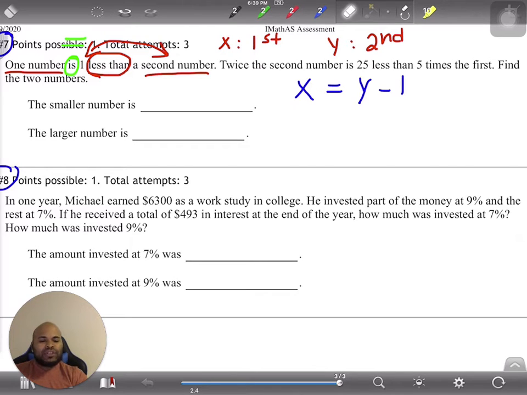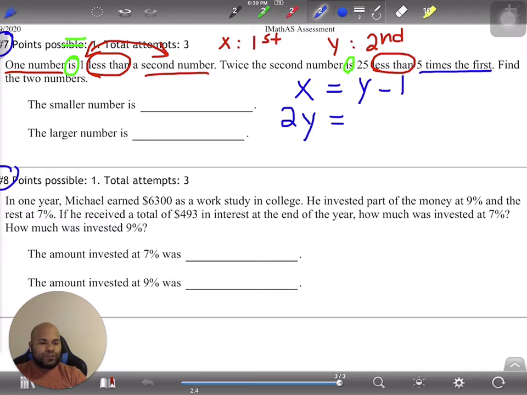Twice the second number. So that means take the second number and multiply times 2. So again, whatever I see, I write: twice the second number, that means 2y, is, there's my is again, so that's my equal sign, 25 less than 5 times the first. So the less than business again means that I'm going to flip whatever I see before and after. So after I see 5 times the first number. So that is 5x minus, because it's less than, 25. Okay, so those are my two equations.